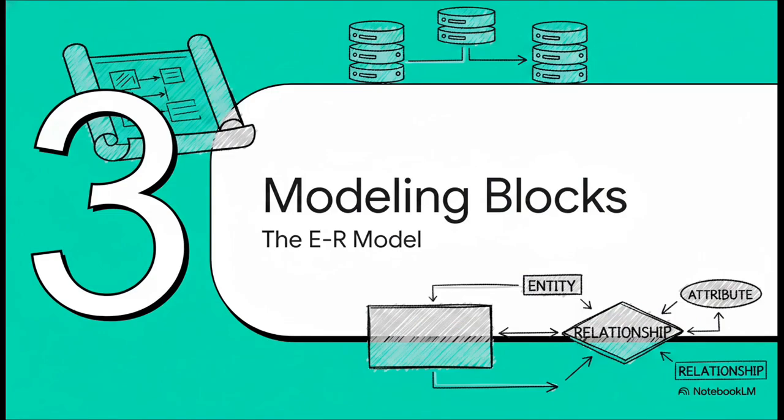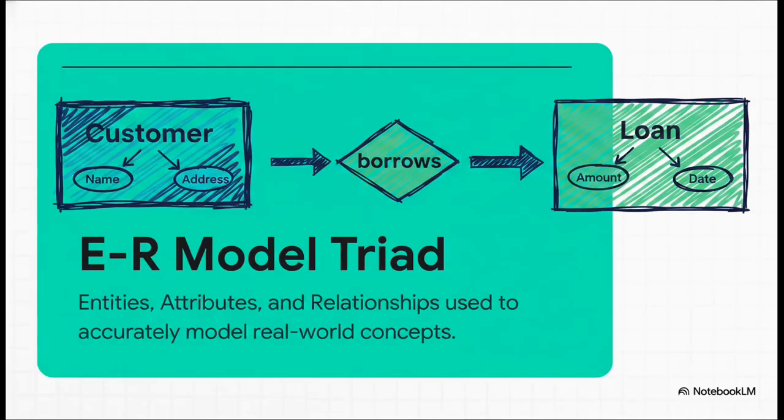All right, Section 3, core modeling building blocks. Let's talk about the actual materials we use to construct our blueprint. Before we even think about writing a single line of SQL, we map our logic using the entity relationship, or ER model. The ER model rests on a simple triad. Entities are your distinguishable real-world objects, say a customer or a loan in a banking app. Attributes are the properties describing them, like a customer's physical address. And relationships? Those are the associations. If a customer borrows a loan, that borrower action is the relationship itself.